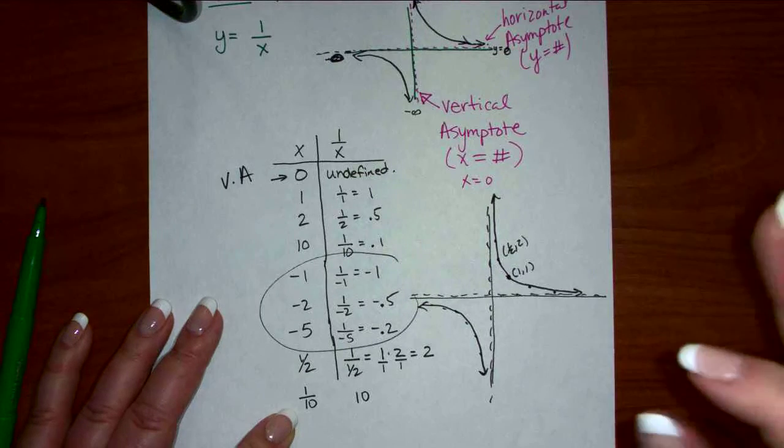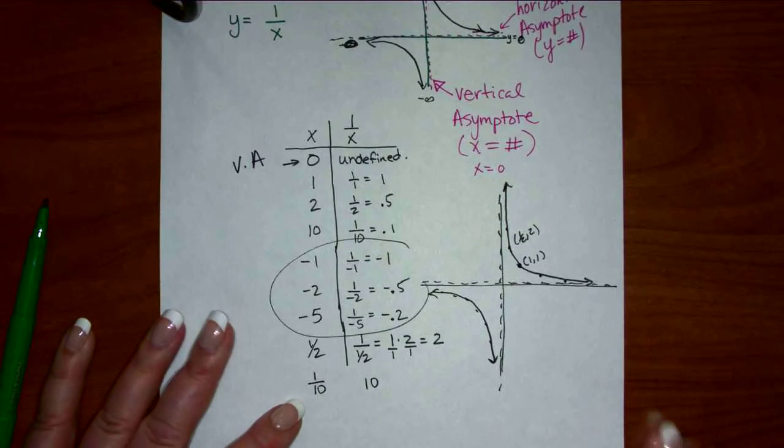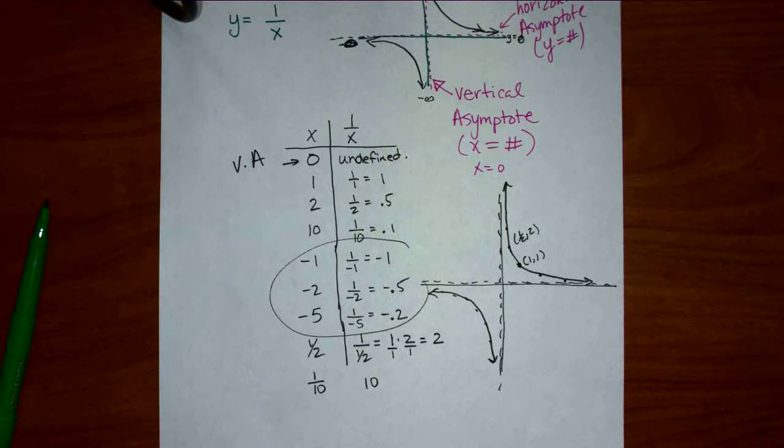So that's if you were plotting points. But we don't want to do that. Okay, so we're going to just do transformations, move it around. So the steps are these. You find your vertical and horizontal asymptotes, and then you only need 1 point.